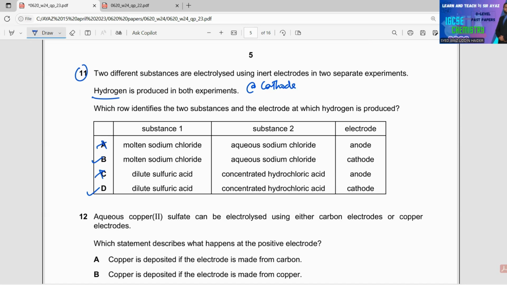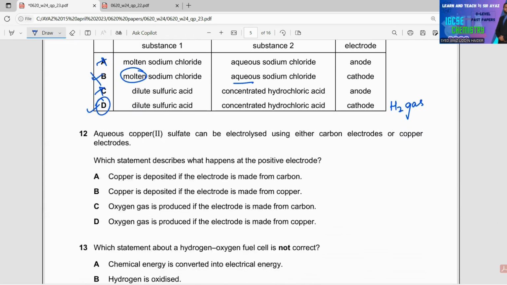Now, what about substance 1 and substance 2? In both cases, you are getting hydrogen at the cathode. If you are getting hydrogen at the cathode, you must have aqueous. You can't have molten. So D must be the right answer in this case. Dilute sulfuric acid, concentrated hydrochloric acid, both give hydrogen, H2 gas at the cathode. So D is the right choice.